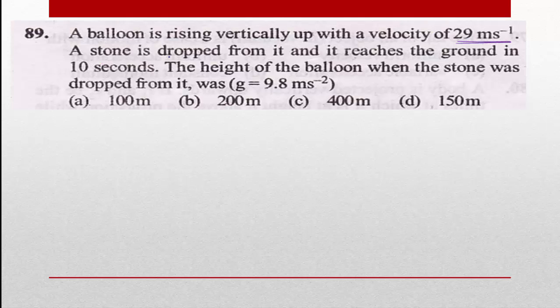A stone is dropped from it and it reaches the ground in 10 seconds. Find the height of the balloon when the stone was dropped from it, the acceleration due to gravity g equal to 9.8 meter per second square. A balloon is rising vertically. Now consider, this is the balloon. This balloon is rising vertically with the velocity of u equal to 29 meter per second, and a stone is dropped from it.